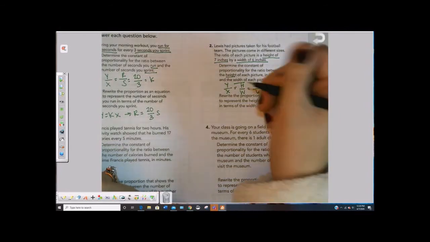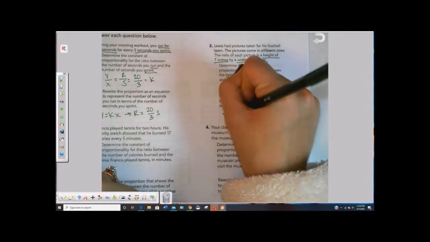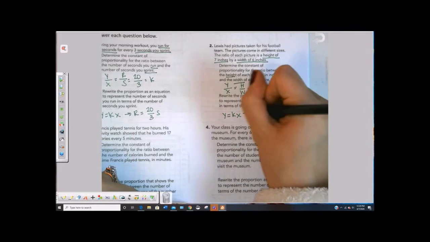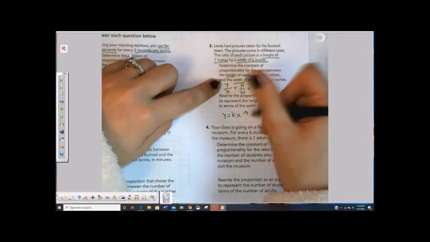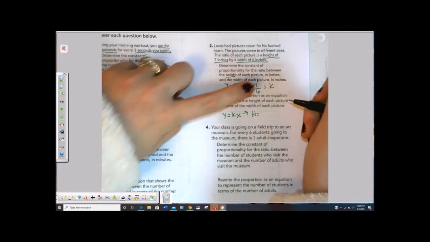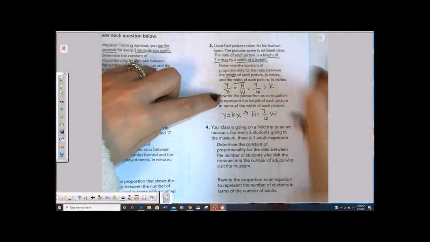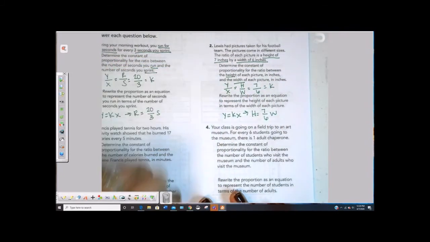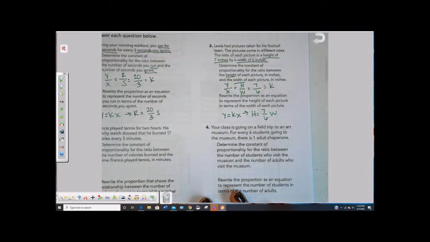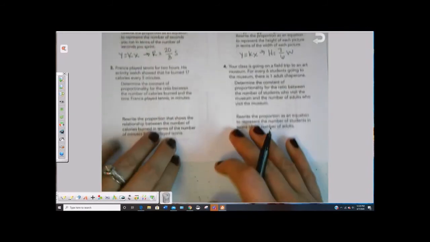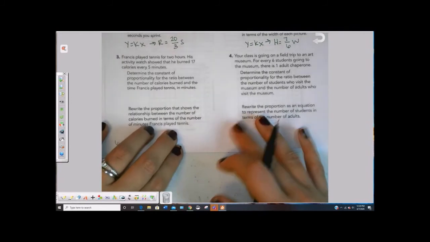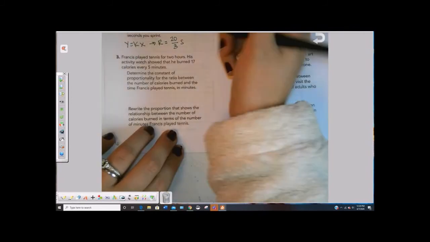So now we write our equation. Y equals kx. Y is now h. K is 7 over 6. And x is w. So you're just changing things out. You're not really changing anything else. You're just putting it towards what the word problem is explaining.